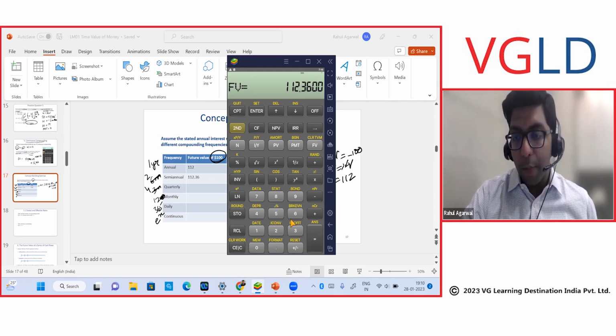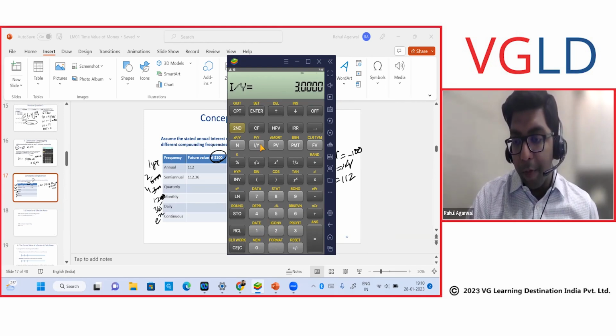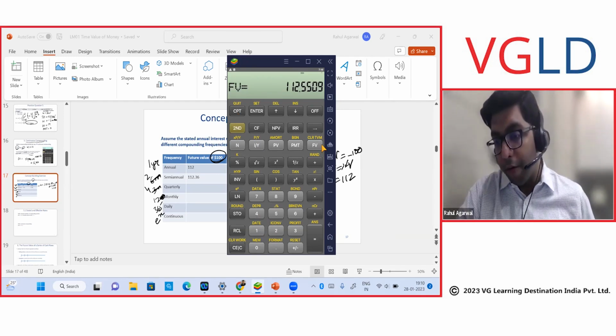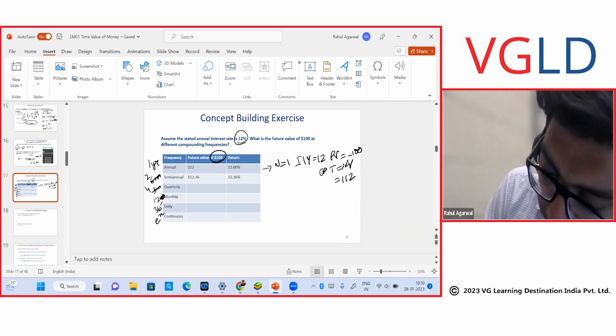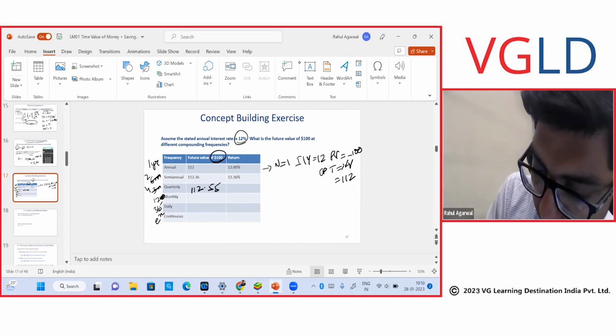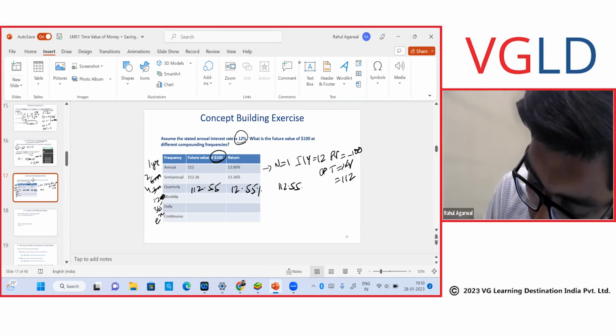Similarly, suppose I want this quarterly. So 12 divided by 4 is what? 3% I/Y, and number of periods in a year is 4. So N is 4. Compute FV. See, 112.55. What is the interest rate? 12.55%. 112.55 minus 100, divided by 100.